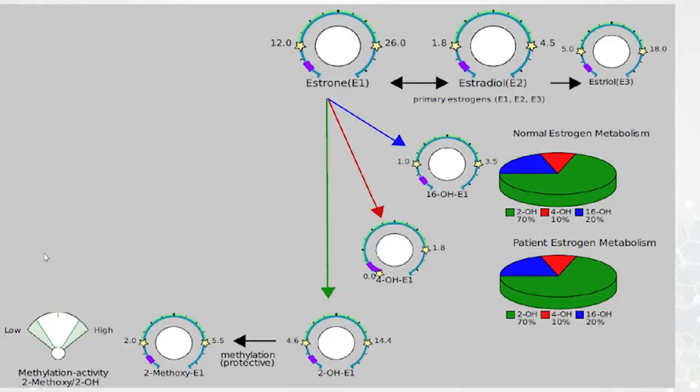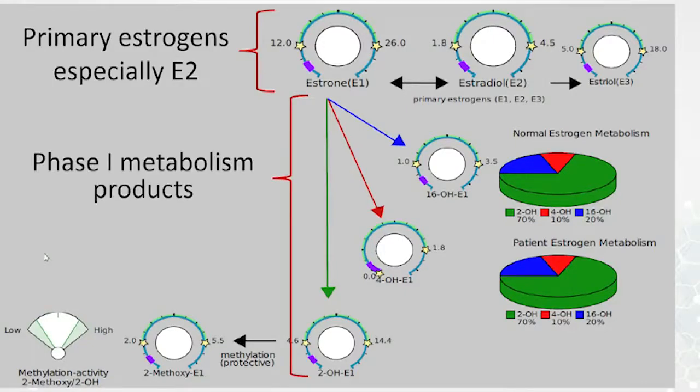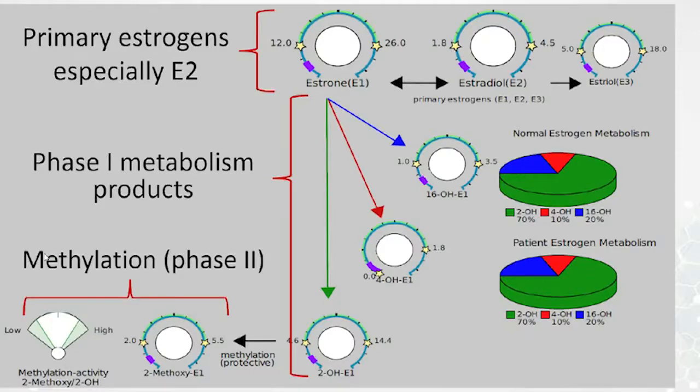We have E1, E2, E3. Those we consider the primary estrogens, but especially estradiol. That's the most potent estrogen. Then we have the 3 phase 1 metabolites, 2-hydroxy-E1, 4-hydroxy-E1, and 16-hydroxy-E1. And then we've got the methylated product, 2-methoxy-E1. So we want to consider first, what are our overall levels of estrogen?